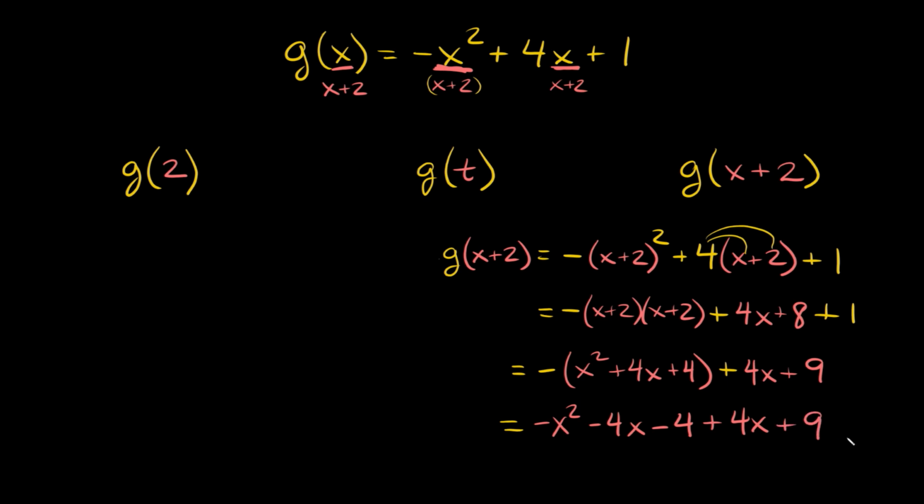Now that we finally multiplied all that out, let's see if we can combine like terms. So we have this negative x squared, right? So this is going to be equal to negative x squared. And then here we have a negative 4x and a positive 4x. So those cancel out. And then all we have is negative 4 plus 9, which is equal to 5, right? So here we get that g of x plus 2 is equal to simply negative x squared plus 5.